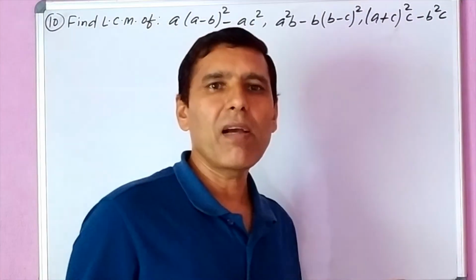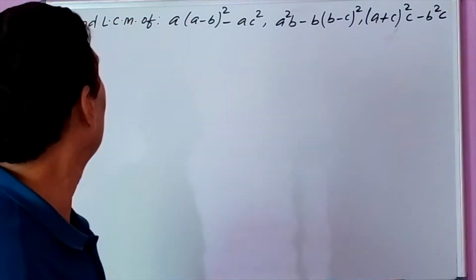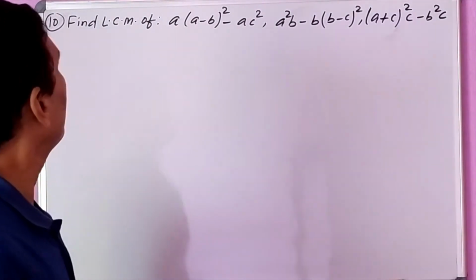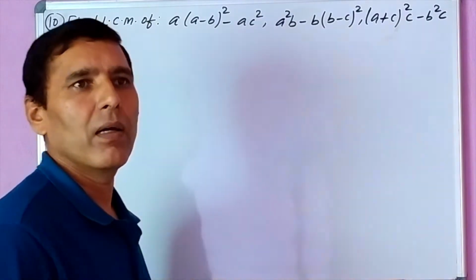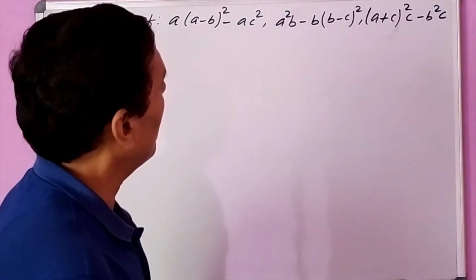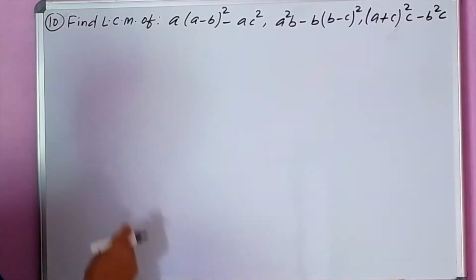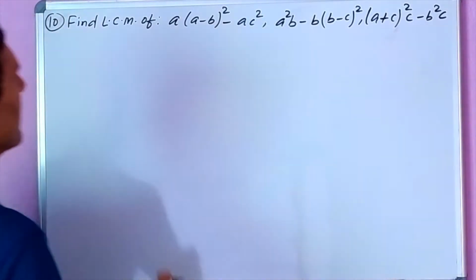Hello guys, here we have another question to find the LCM. Question number 10. You can see here also there are three expressions. We factorize the expressions one by one. So let us start taking the first expression.